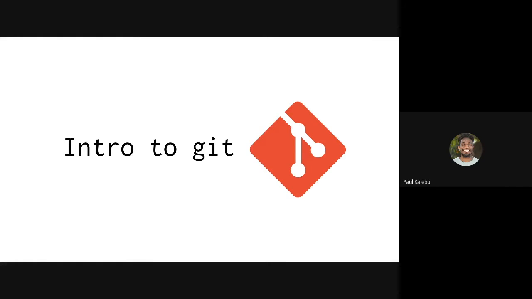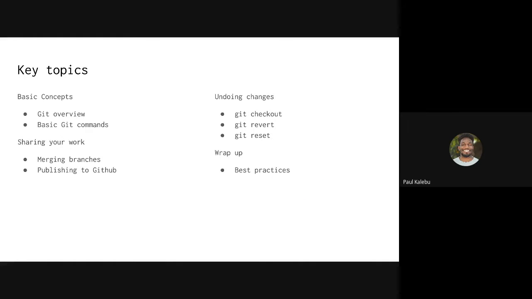Yeah, as I mentioned, we'll be talking about Git. Super useful tool, but very confusing to get started with. Today we'll be going over just some basic concepts, an overview of what Git is, basic Git commands, and then sharing your work. So publishing to GitHub, working with others using Git, and then going through undoing changes you make, what the different commands look like, what the differences are between them, and then wrapping up with some best practices.